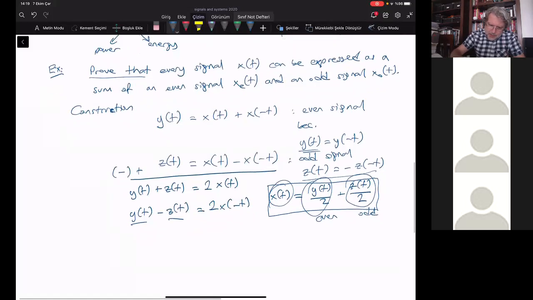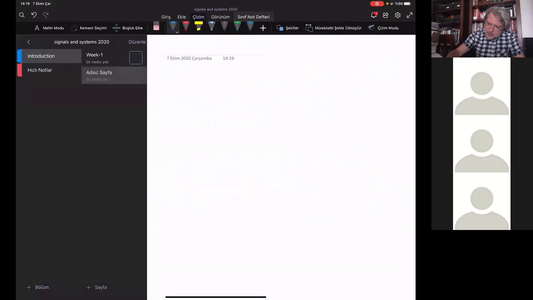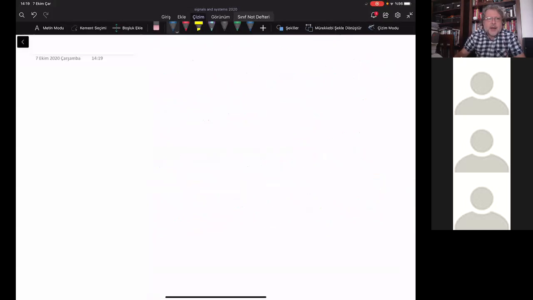I think I must have a new page. And we are running out of time already, so I have to be quick. For instance, let's say this is an example. This is x of t, and this is t. It's a function from 0 to 1 with a value of 1, and out of the 0, 1 interval, it is all zeros.